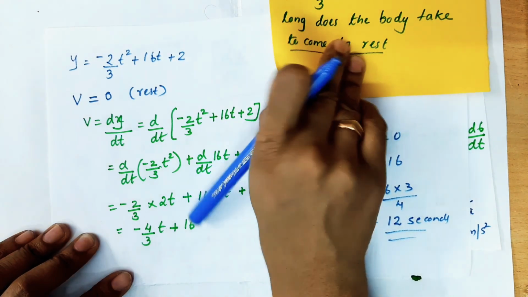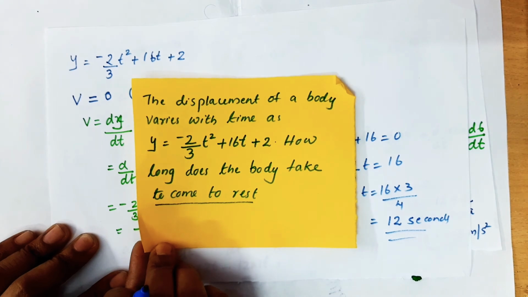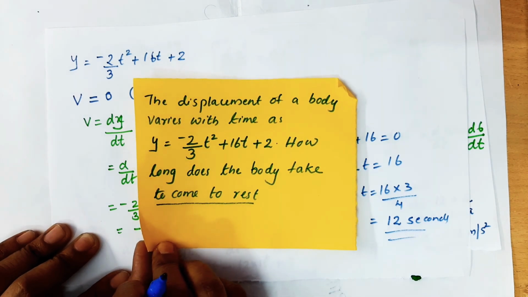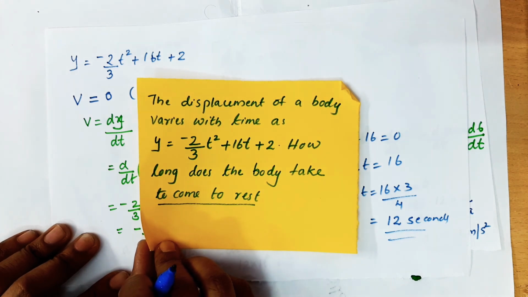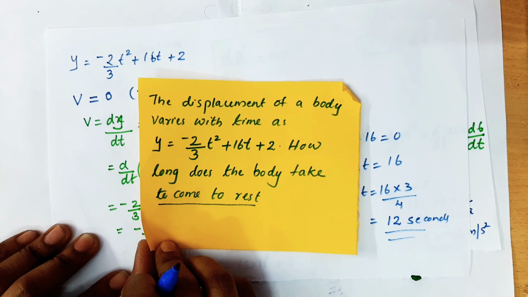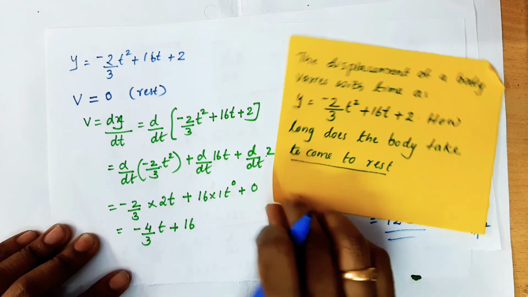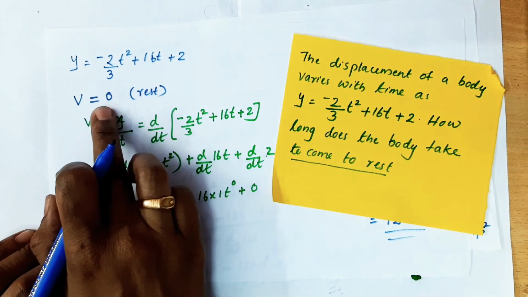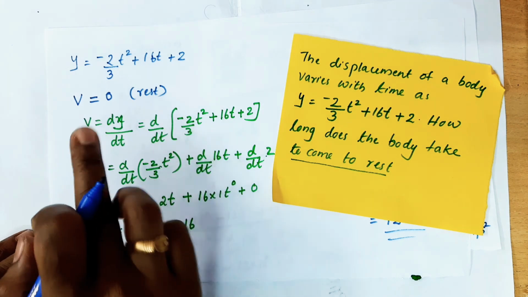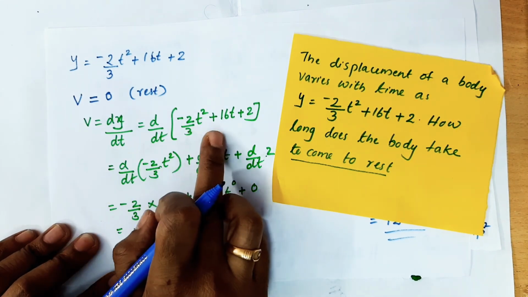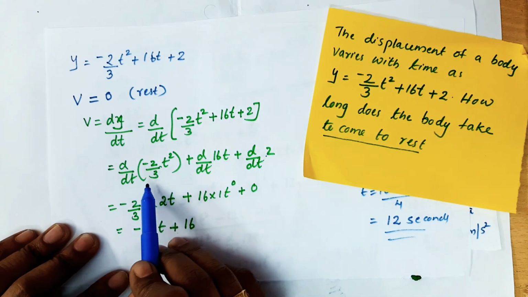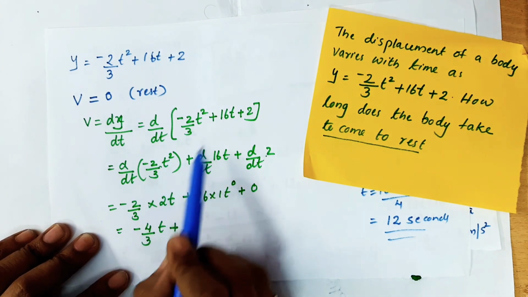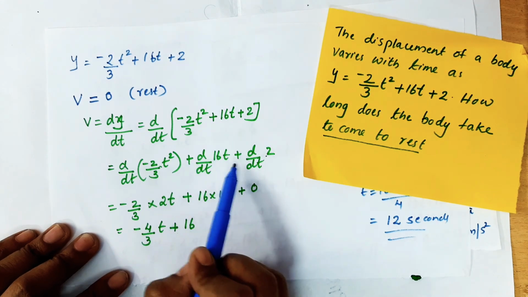Very simple only, no? Students, you see here the question: the displacement of a body varies with the time as y equals minus 2 by 3 t square plus 16t plus 2. How long does the body take to come to rest? So I wrote the displacement. As they mention in the question, speed equal to 0. I am differentiating. Differentiating means take each term separately: d by dt of minus 2 by 3t square, d by dt of 16t, d by dt of 2.